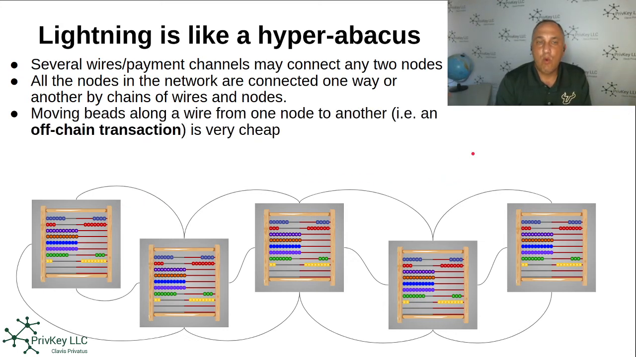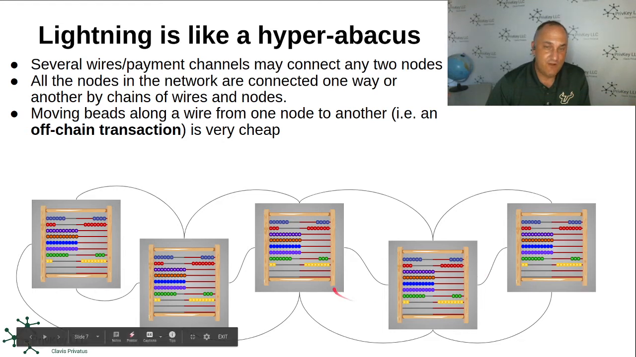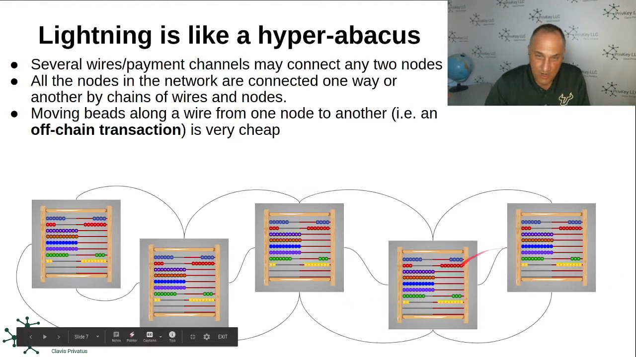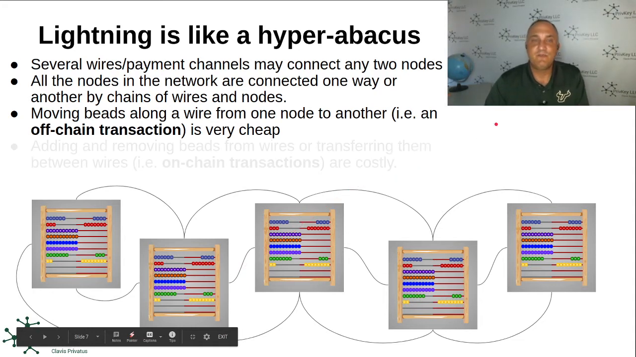Moving beads along the wire from one node to another, then it becomes an off-chain transaction. It is very cheap because now I can transfer these beads via these channels to any other channel on another abacus. So it just finds its way to get there, basically. And this happens at the same time. So if I transfer some beads to a channel over here, the whole calculation happens through all these beads, and it happens instantaneously at the same time.